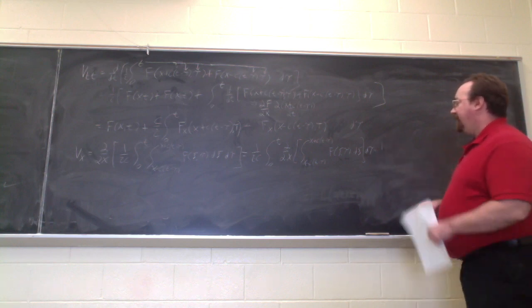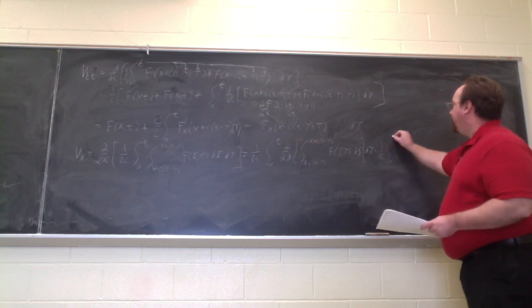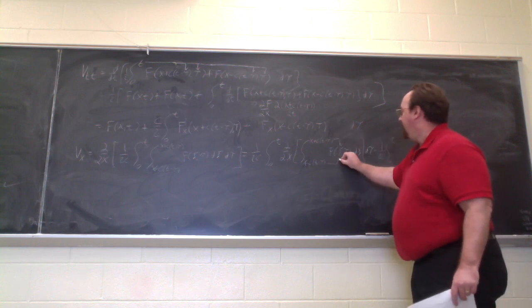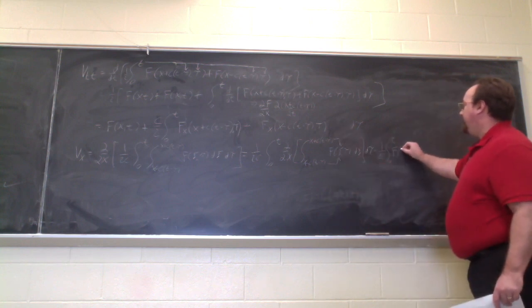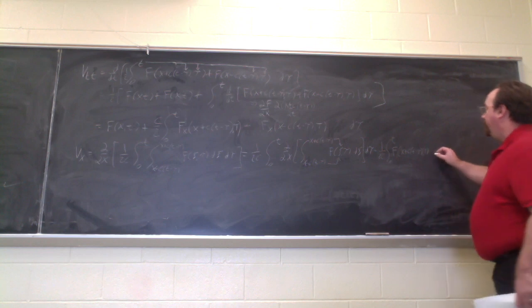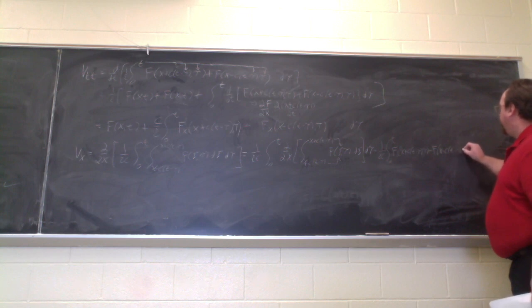So what you get is 1 over 2c, integral from 0 to t, and then you just plug in these limits. So you get f of x plus c(t minus tau), tau, minus big F of x minus c(t minus tau), tau, d tau.